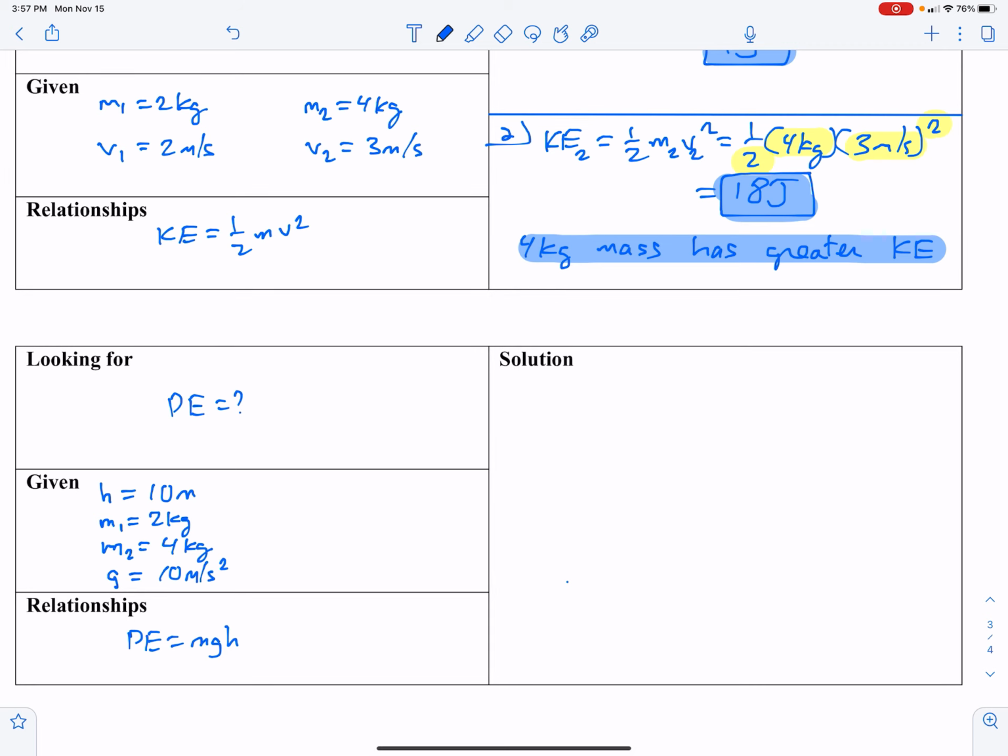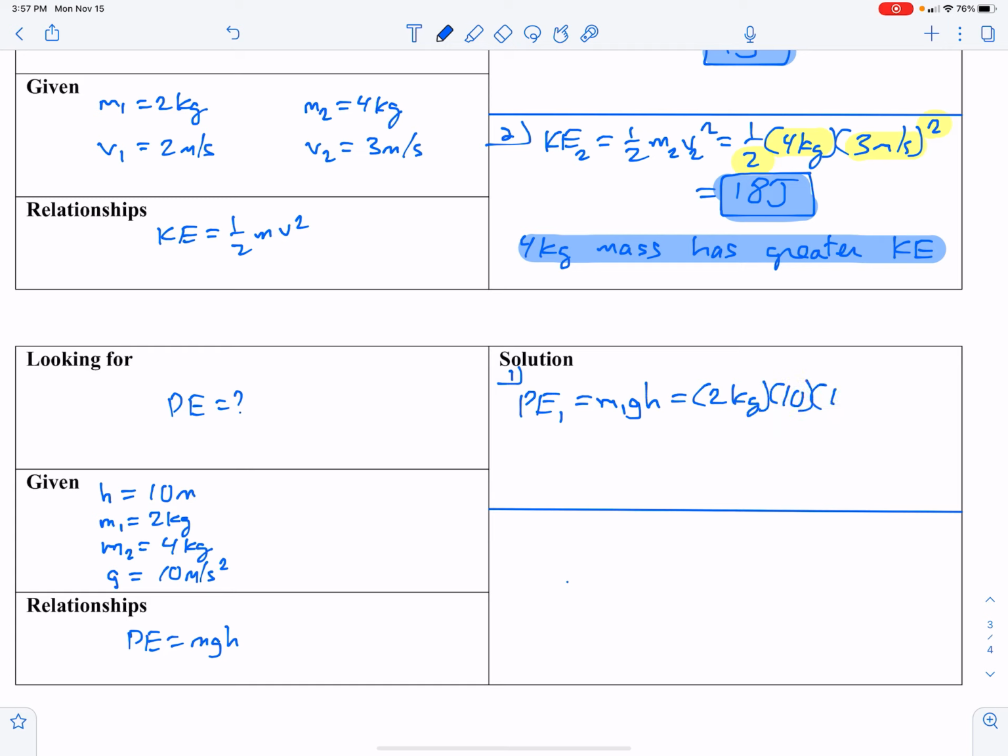Let's go ahead and take a look. Potential energy for object 1 is M1 G times H. So it's 2 kilograms times 10 for G times H, which is 10 meters high. So 2 times 10 is 20, times another 10 is 200 joules.